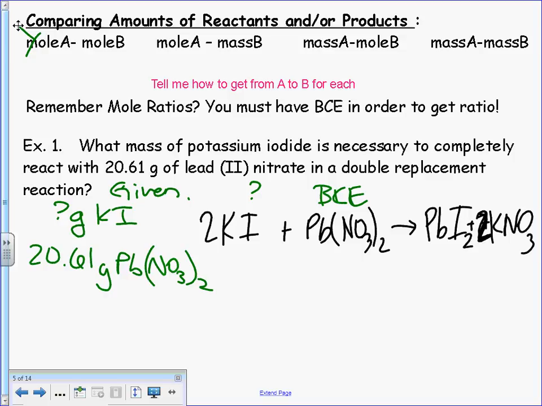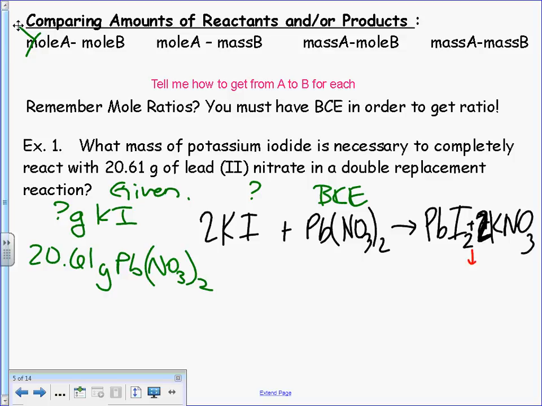Of these, which do you think is the precipitate? Lead. Okay, because heavy metals are very commonly going to be precipitating out, and lead is one of them: lead, mercury, and silver.